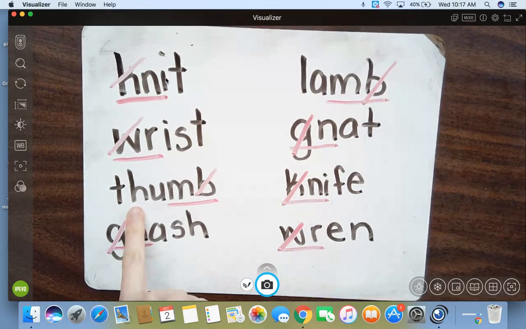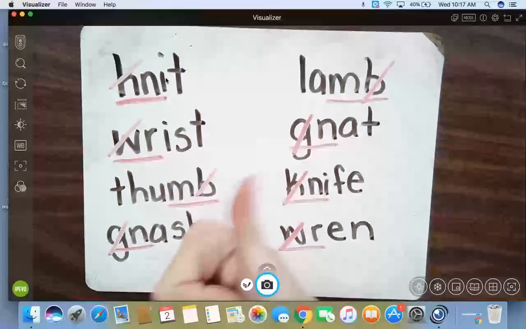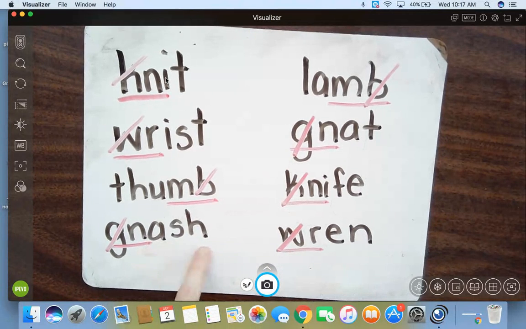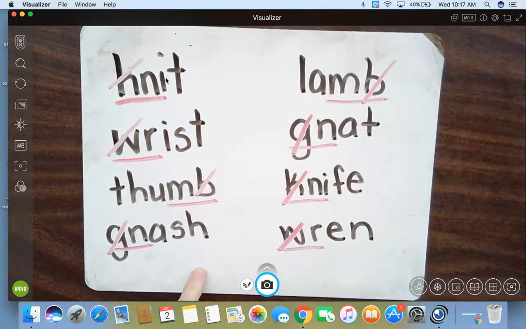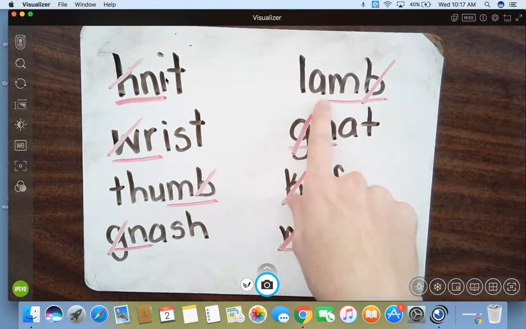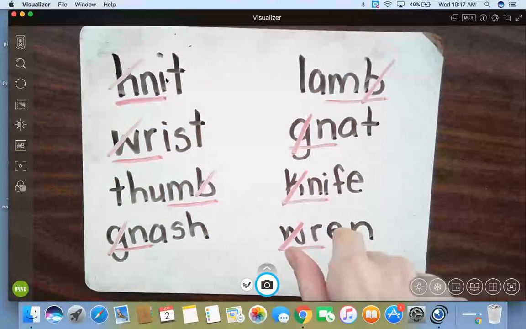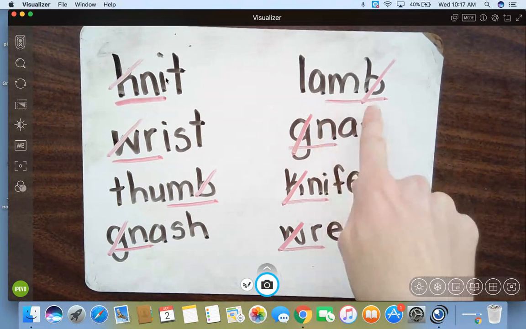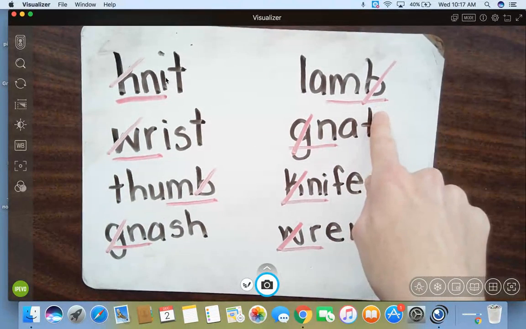How about this? Thumb. Nope, that's not a tiny bug. How about this? Gnash. Nope. How about this one? Lamb. Only we don't live in jolly old London. We live in America. So we say lamb. That's a baby sheep. Nope, that's not a little tiny bug.